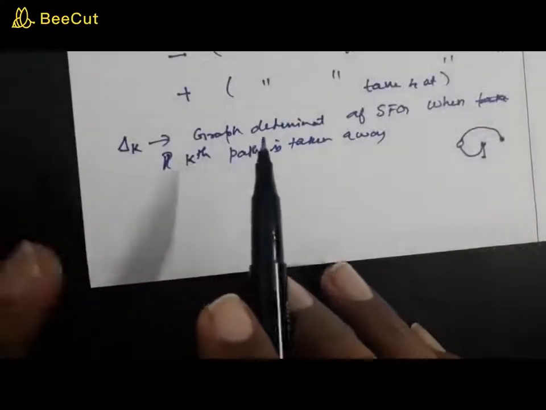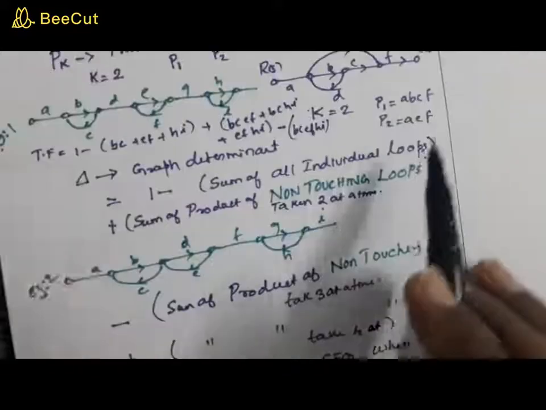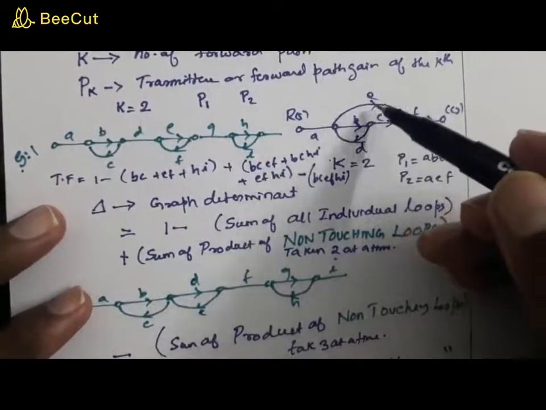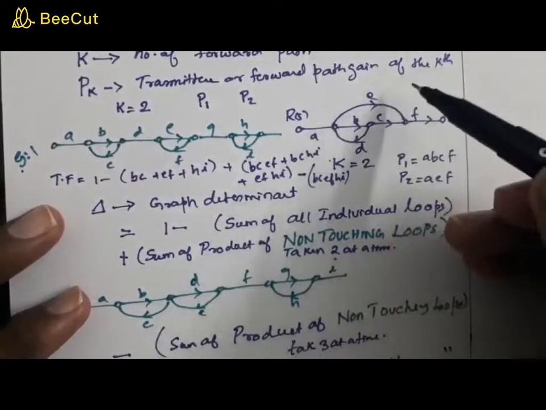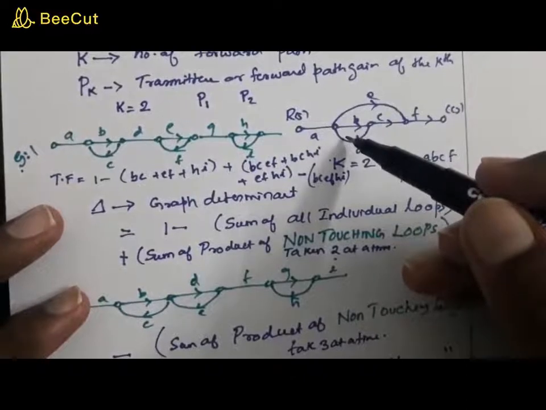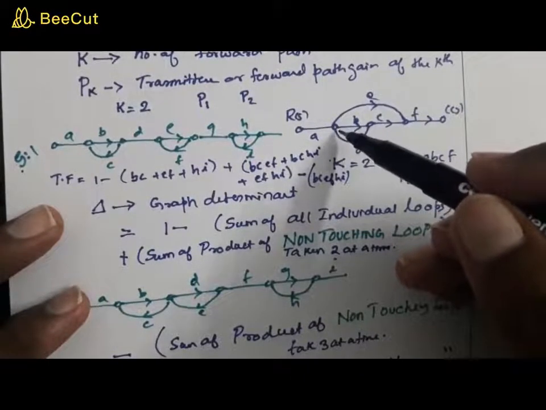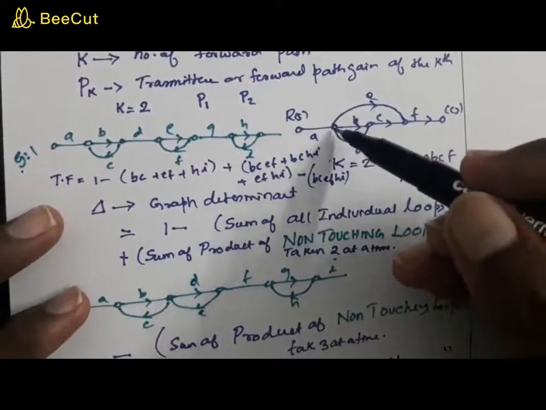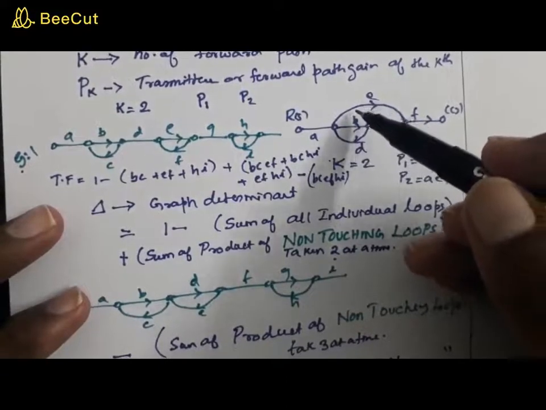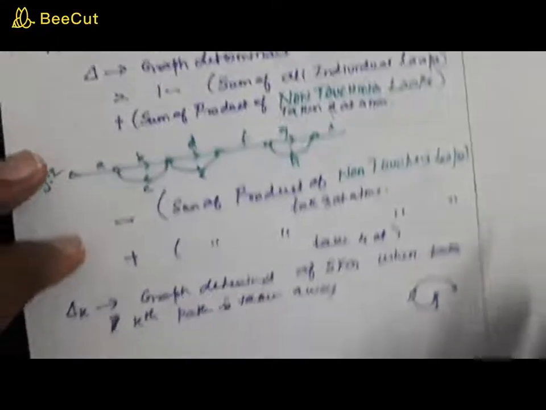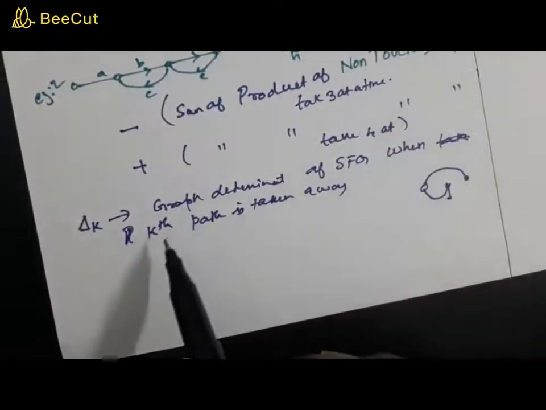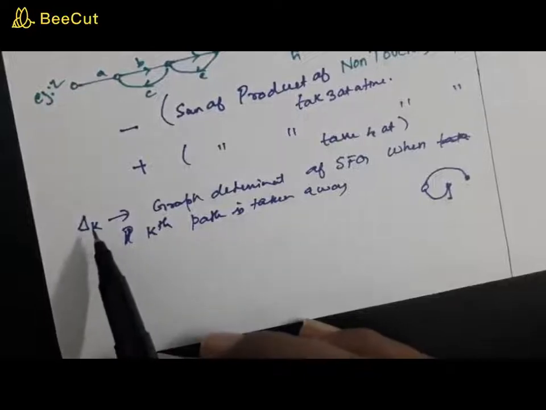Okay, so usually it will be 1. So in this case also, this is going to be 1. Now when you consider this P2, what is it? Now take away this. When you take away this, this node is a part of this loop, so you cannot connect this. When you take away this, you won't be having this node. That means this also is touching that path. So that's it. That's the graph determinant of the SFG, and that is given by delta k.